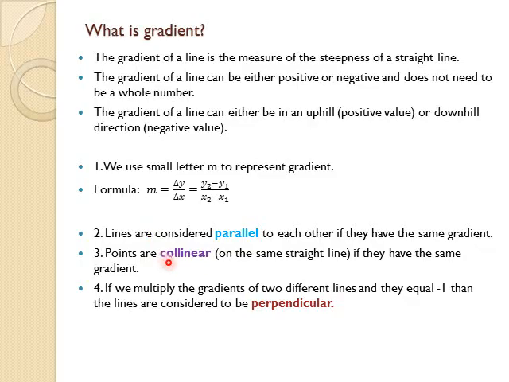Three things we're going to test over and over. Number one, for lines to be parallel, meaning they have the same space between them right through, they must have the same gradient. If points are collinear, meaning on the same straight line, they also have the same gradient. If we multiply the gradients of two different lines and the value equals -1, then we say the lines are perpendicular. So that's just some basic theory to introduce you to it. Now we're going to look at some problems so you come to understand what I'm saying.